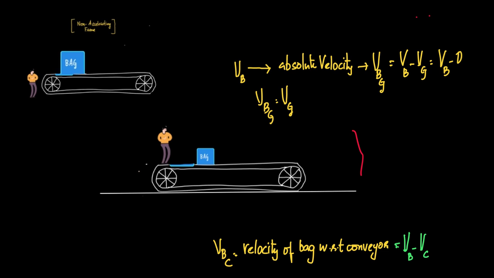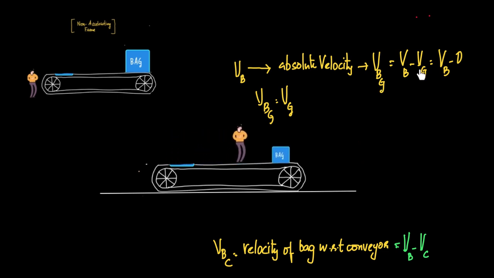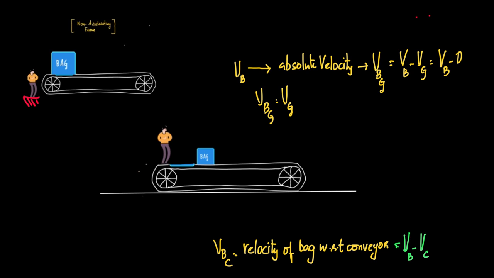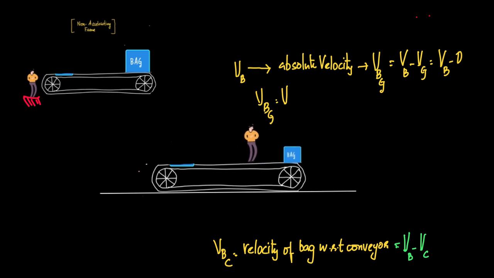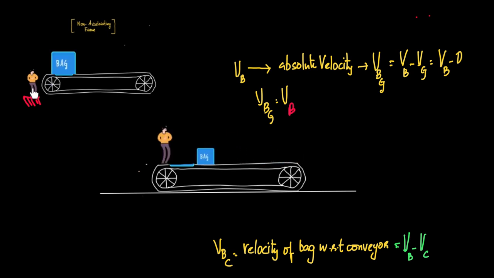So when you see things from a non-accelerating frame, what this person is observing is the velocity of the bag, which is actually the absolute velocity, or practically the velocity of bag with respect to ground, which is velocity of bag minus velocity of ground. But velocity of ground is 0. Why? Because he's on earth, right? So if this is the ground, velocity of ground is 0, and then if you have vb minus 0, which is vb alone, and therefore the term absolute velocity. Or in other words, velocity of bag with respect to the ground is actually velocity of bag as seen directly by the observer on the ground.